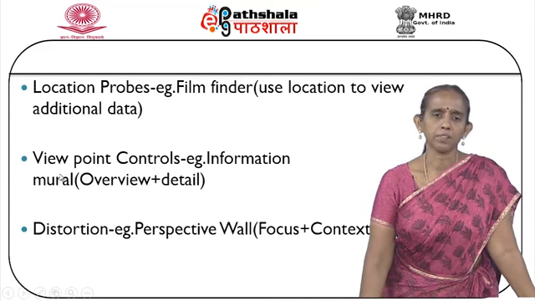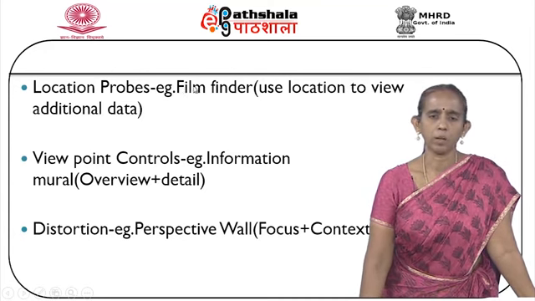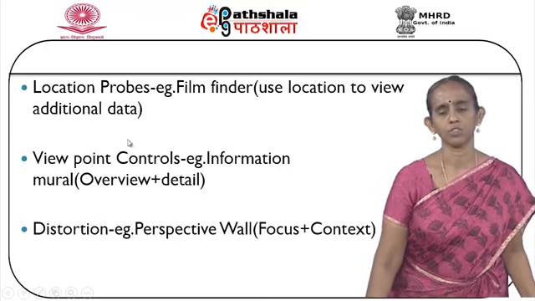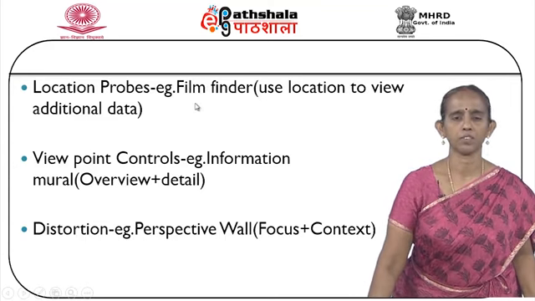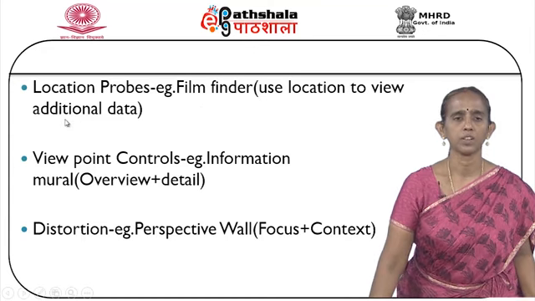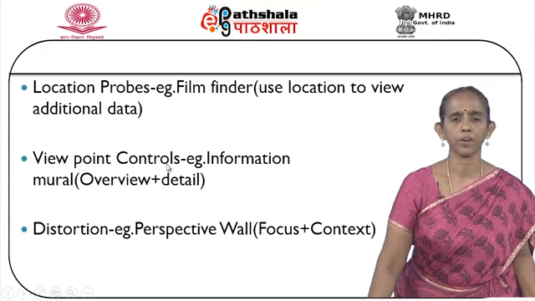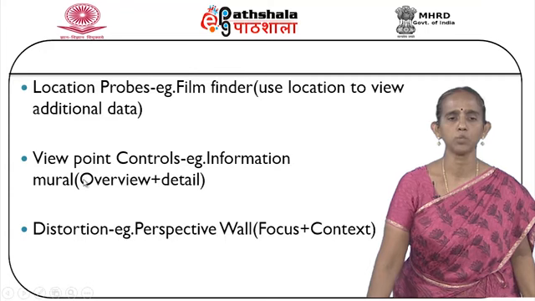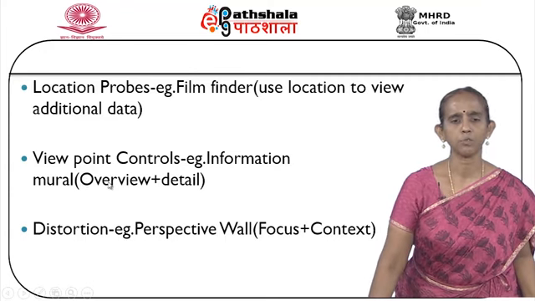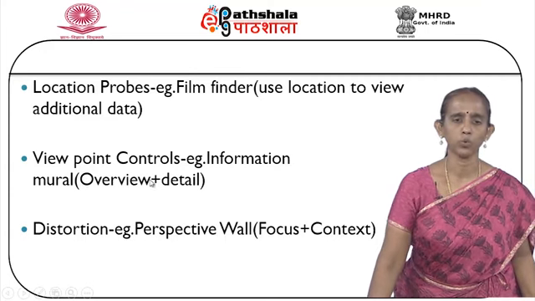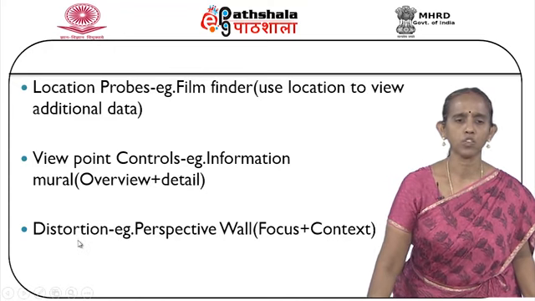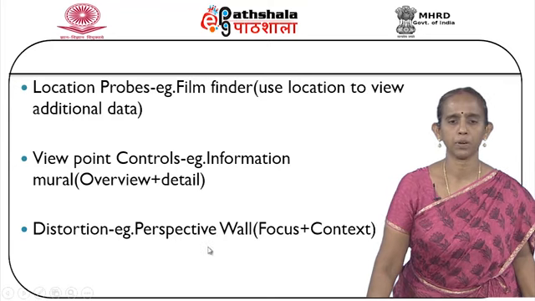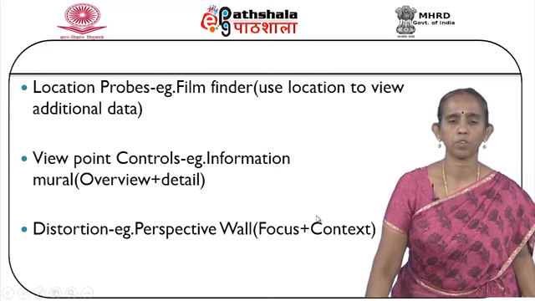Then there are other examples like location probes, an example of which is a film finder, which uses a location to view additional data, to get certain information about certain films. This can be used. Then we have the viewpoint controls. Examples are information murals. In these kind of information murals, we can get the overview data as well as the detailed information. Then we apply distortion techniques. Examples are perspective walls, where we apply the focus plus context approach.